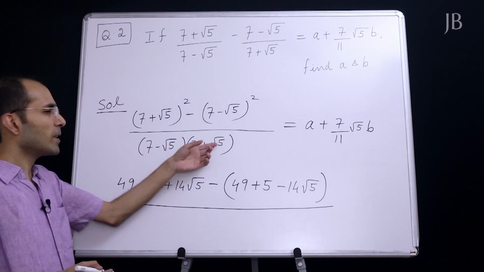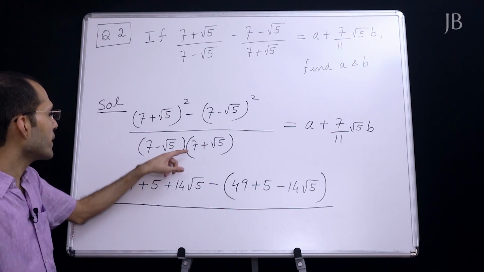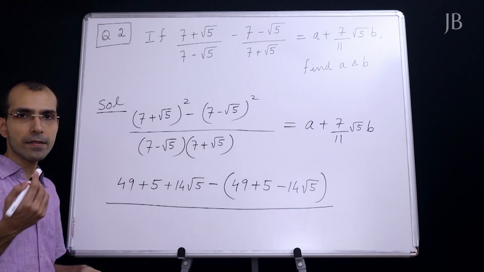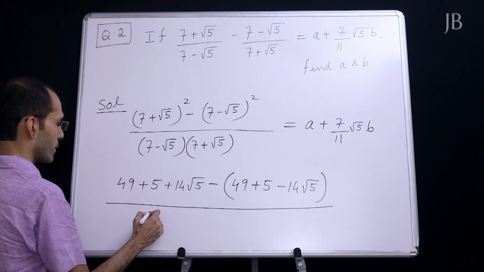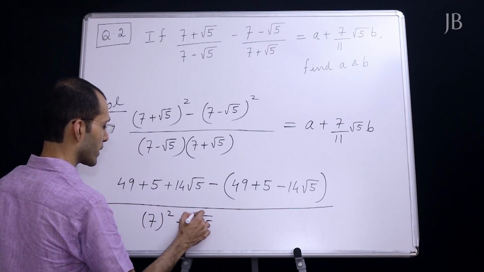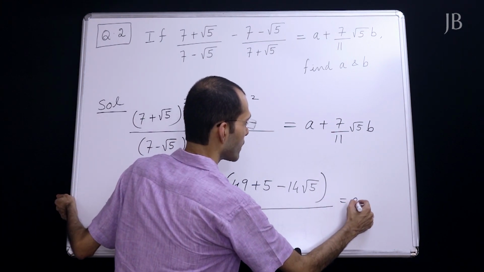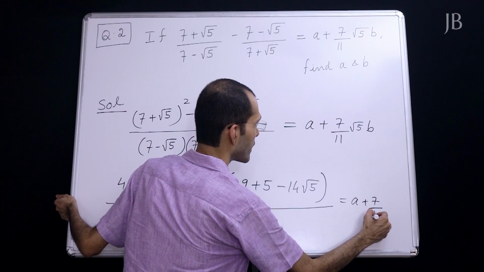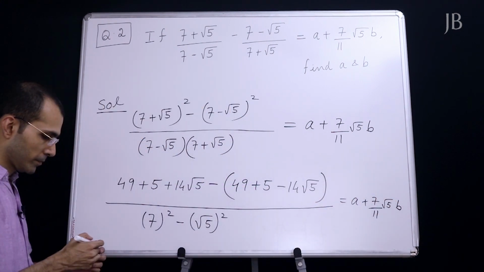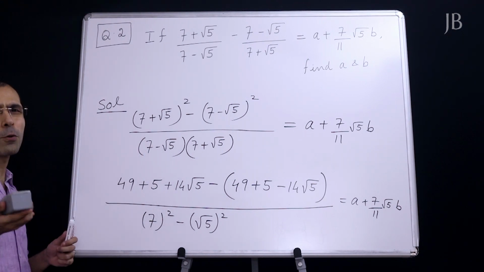We can open the brackets here, but why do that? We can recognize this is a minus b into a plus b. So that is a square minus b square. So that would be 7 square minus root 5. Show this step, okay, equaling a plus 7 by 11 root 5 b. Till here it is fine. These are standard 3 to 4 marks questions.